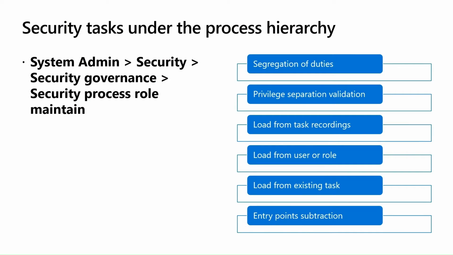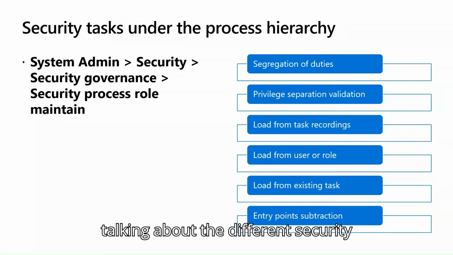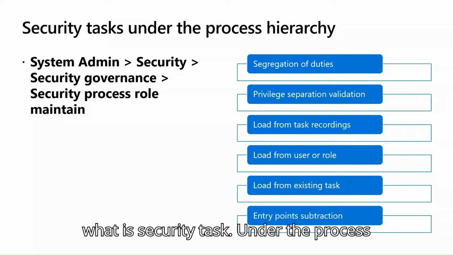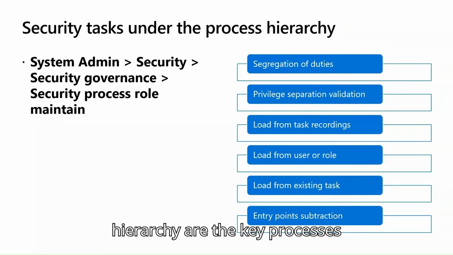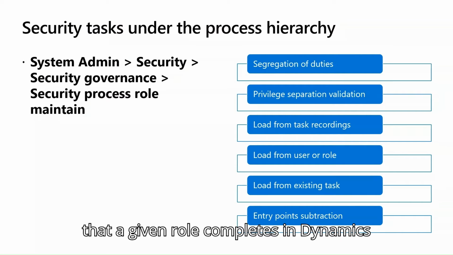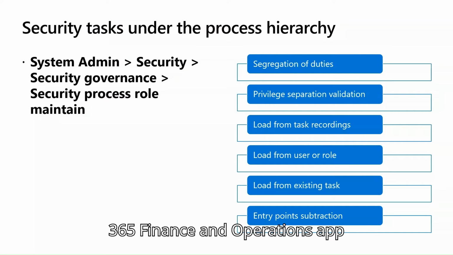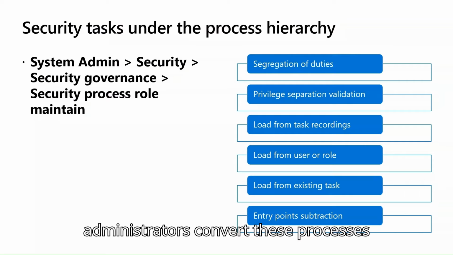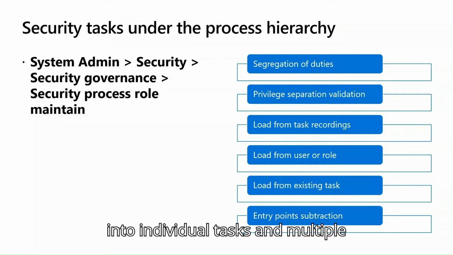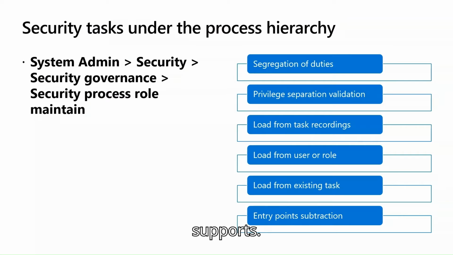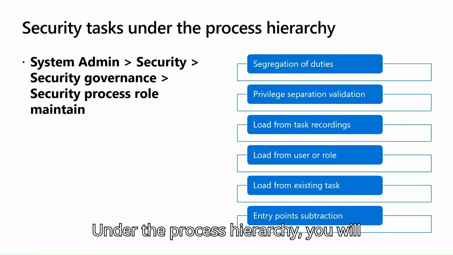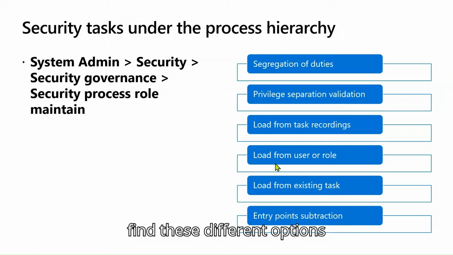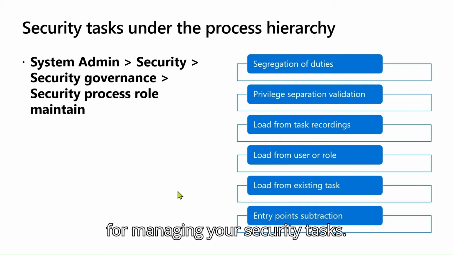Before we start talking about the different security task options, let's first understand what a security task is. Under the process hierarchy are the key processes that a given role completes in the Dynamics 365 Finance and Operations app to perform its specific duty. This feature lets system administrators convert these processes into individual tasks and the multiple functionalities that those tasks support. Under the process hierarchy, you will find these different options for managing your security task.